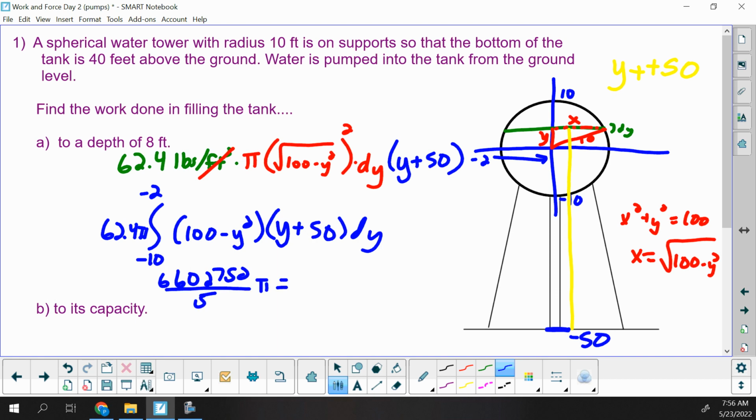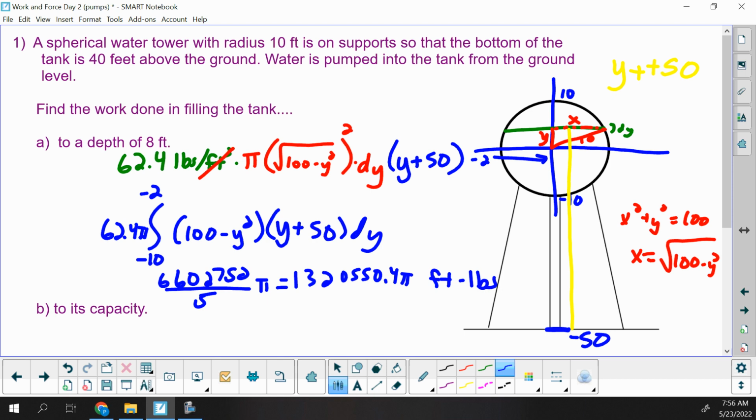So we should have either gotten that in fraction form, or that's 1320550.4 pi, and that's foot-pounds. And if you put the pi in, it would be whatever that times pi is.